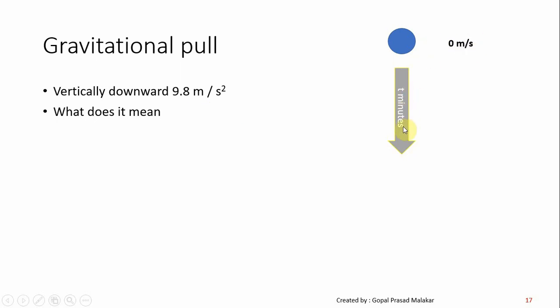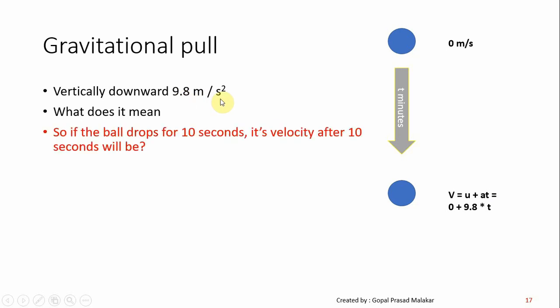If you leave it for 10 seconds, the speed will become 9.8 into 10, so 98 meter per second. If you leave it for the 11th second, it will become 98 plus 9.8. And that's what it says, u plus at. That's what gravitational acceleration is. It's vertically downward by 9.8 meter per second square. So if the ball drops for 10 seconds, its velocity after 10 seconds will be 9.8 into 10, 98 meters per second.